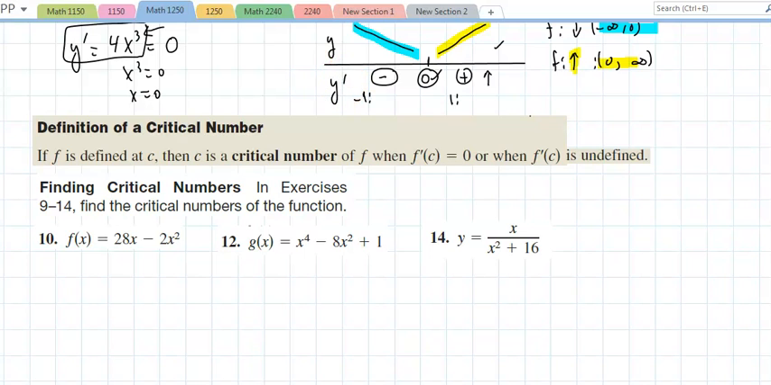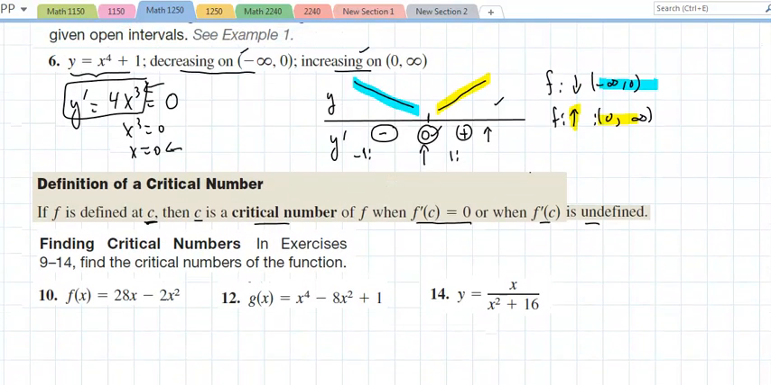Critical numbers. If f is defined at a point c, then c is a critical number if the derivative equals 0 or the derivative is undefined. And critical numbers pretty much are those values right there.